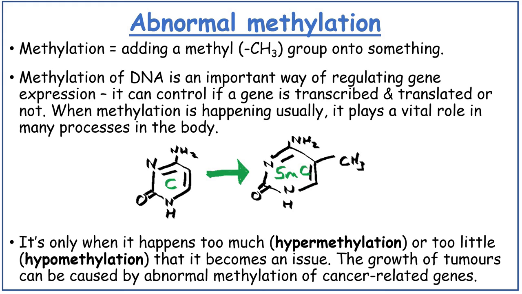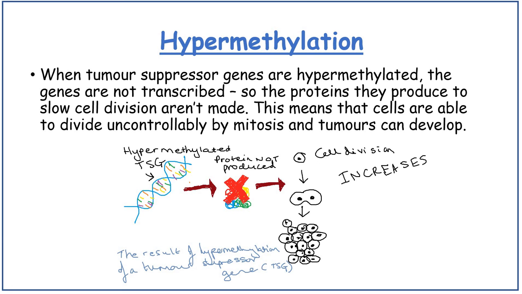When methylation is happening, usually it plays a vital role in many processes in the body. It's only when it happens too much, which is known as hypermethylation, or too little, which is known as hypomethylation, that it becomes an issue. The growth of tumours can be caused by abnormal methylation of cancer-related genes. Hypermethylation: when tumour suppressor genes are hypermethylated, the genes are not transcribed, so the proteins they produce to slow cell division aren't made. This means that cells are able to divide uncontrollably by mitosis and tumours can develop.